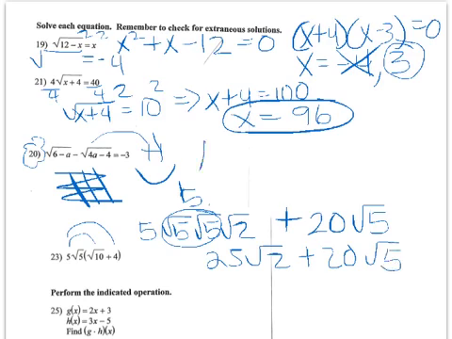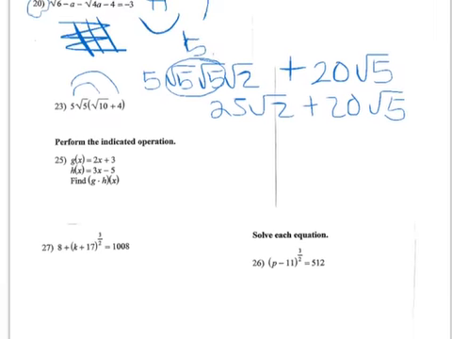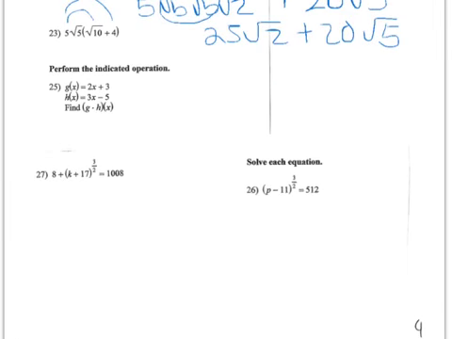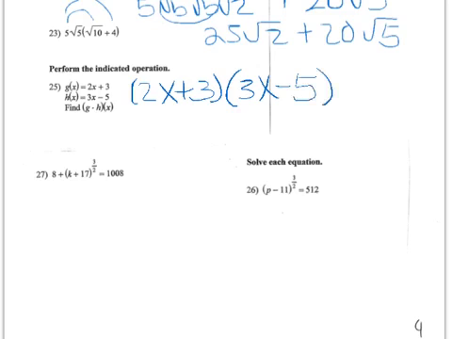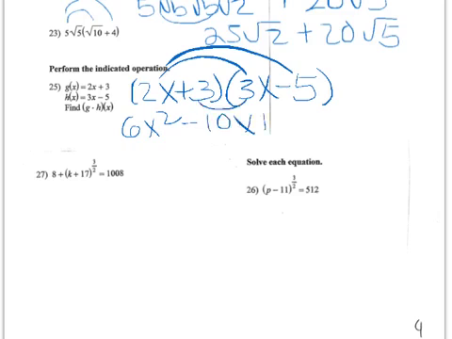Okay? Now, let's look at what we have going on here at the bottom. So, perform the indicated operations. We're multiplying. I don't really need to go through this with you. Just be very careful when you're doing your FOIL, because you guys know how to FOIL. 6x squared minus 10x plus 9x minus 15, so your final answer would be 6x squared minus x minus 15.